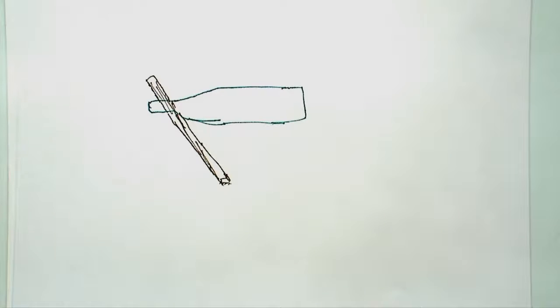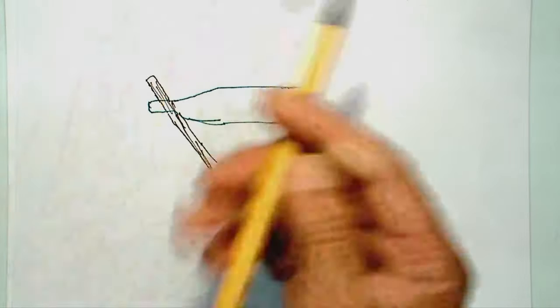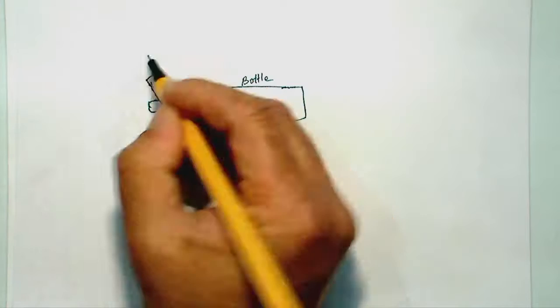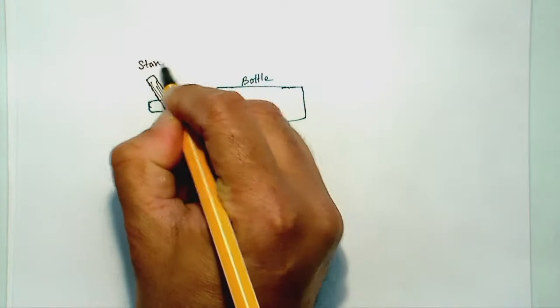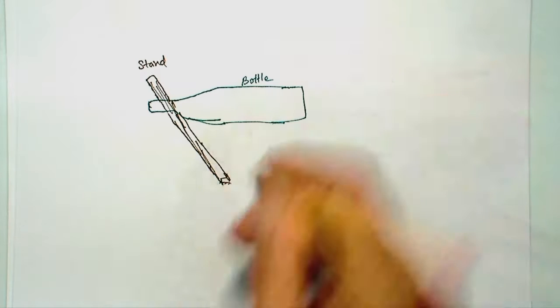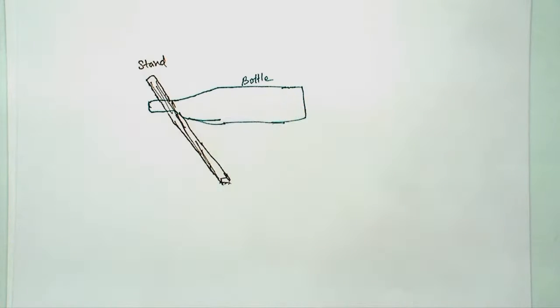So there are two objects. The objects are the bottle here, and the stand there. And of course there is a ground in here. The ground is, in this case, the top of the table, so the ground must be giving our reaction forces. Okay? And this bottle and the stand do have their own weight.